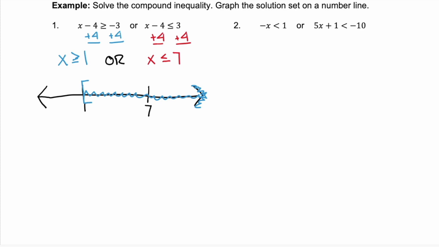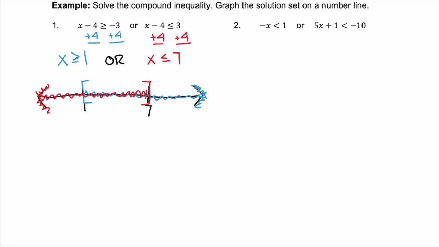Now the second inequality, we're going to be at 7, and the inequality is pointing left, so we're shading to the left. And again, this is a weak inequality, so our bracket is here at the 7. So now we need to determine what our solution is.